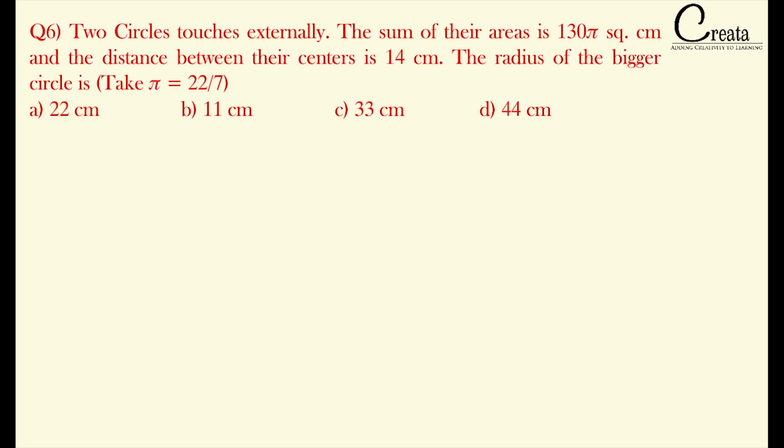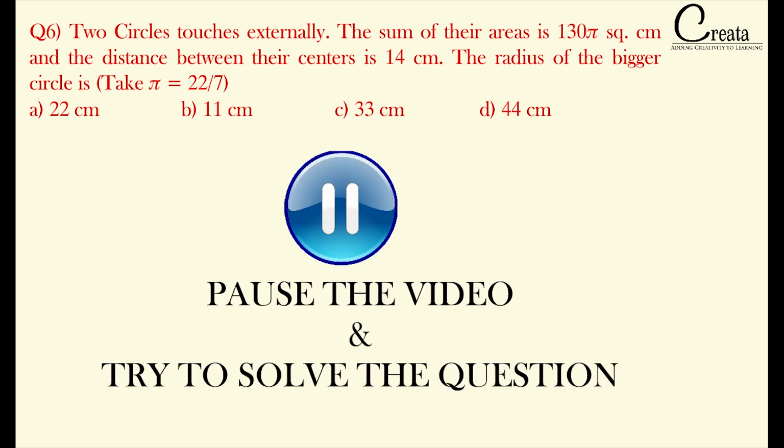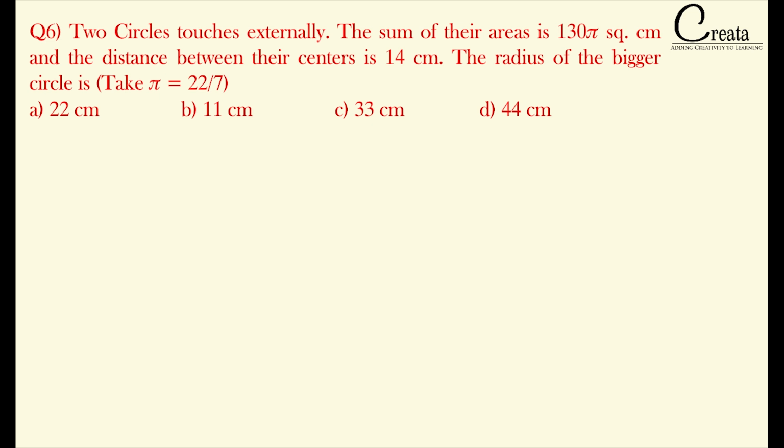The question is: two circles touch externally. The sum of their areas is 130 pi square centimeter and the distance between their centers is 14 centimeter. The radius of the bigger circle is, four choices are given. Let's approach the question. Our first step, we will observe and visualize the question.